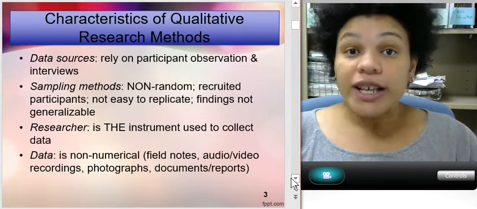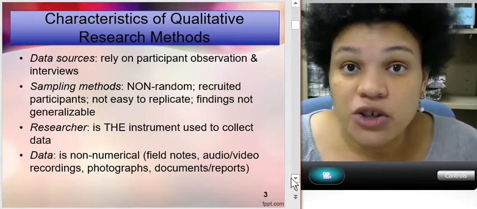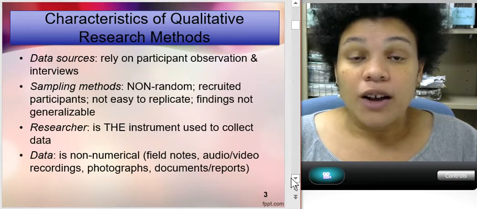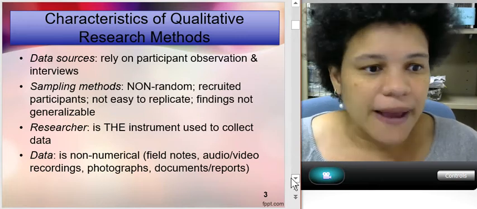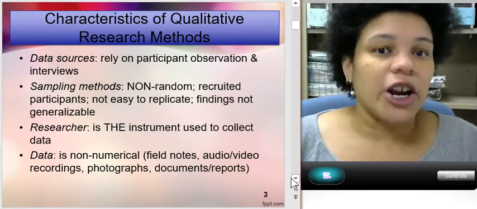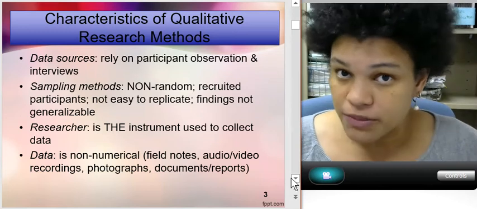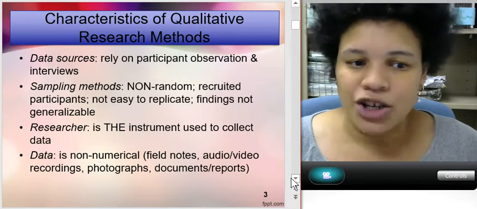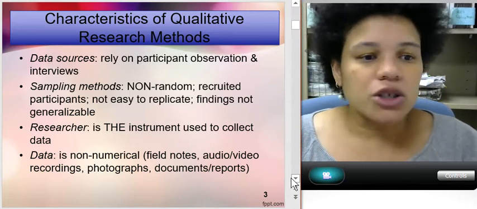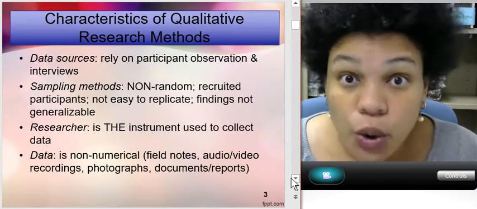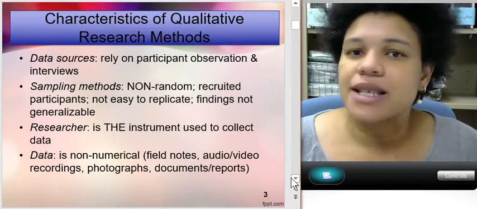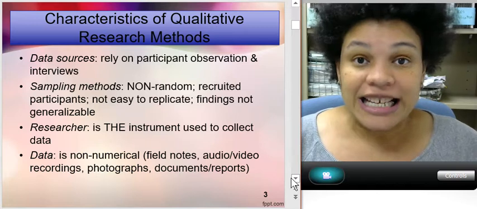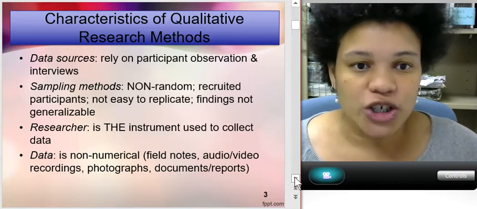Okay, now the researcher is the instrument used to collect the data in qualitative research, and we're going to be talking a little bit more about that. The data is non-numeric. Now, it can be reduced to numbers often, but the raw data is non-numerical. Field notes, audio, video recordings, photographs, documents, reports, those kinds of things, words. The raw data is words.